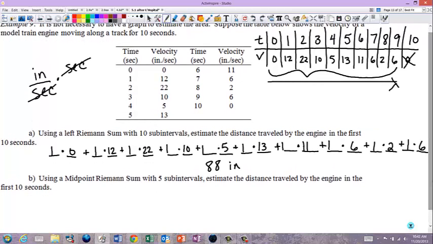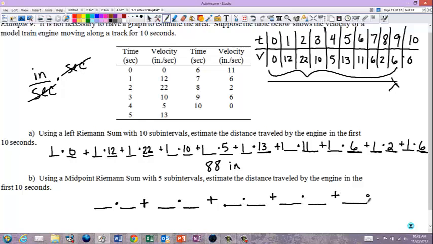Using a midpoint Riemann sum with 5 subintervals, estimate the distance traveled by the engine in the first 10 seconds. I'm going to probably need this value, so I'm going to unerase it up here. A midpoint Riemann sum with 5 subintervals, that means I have 5 rectangles: 1, 2, 3, 4, 5.